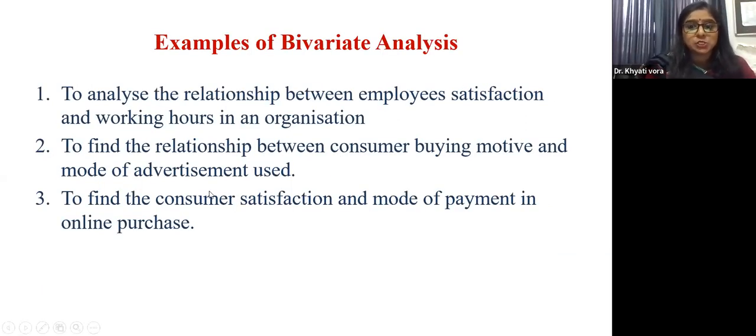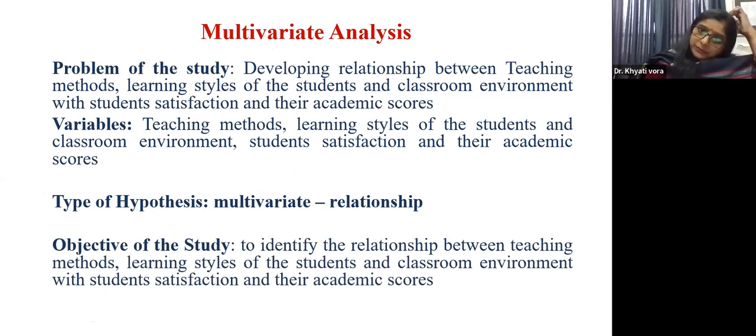To analyze the relationship between employee satisfaction and working hours, that is bivariate analysis. Developing a relationship between teaching methods, learning style of the student, and classroom environment with student satisfaction. Now you can see they are talking about more than two variables. And when you are taking more than two variables, you are talking about multivariate analysis. Now you will wonder, why, ma'am, do we want to know whether univariate or multivariate?